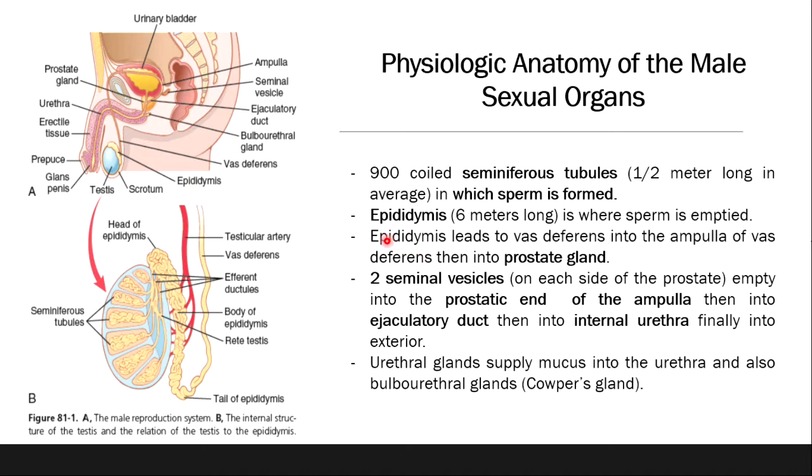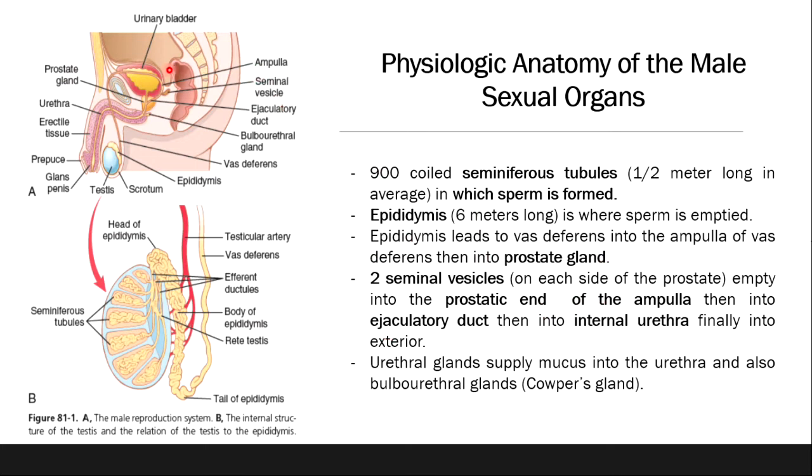So, the epididymis leads to vas deferens into the ampulla of vas deferens then into the prostate gland. And then, there are two seminal vesicles on each side of the prostate, which empty into the prostatic end of the ampulla, then into the ejaculatory duct, and then into the internal urethra, finally into the exterior. So, itong sinasabi ko dito, ito yung pathway ng sperm natin from the testis up to the external environment.